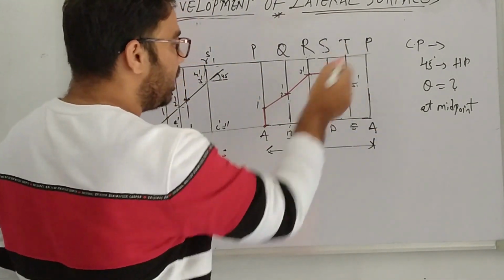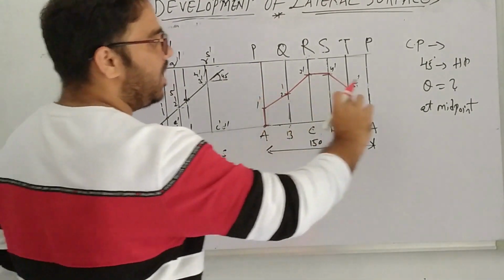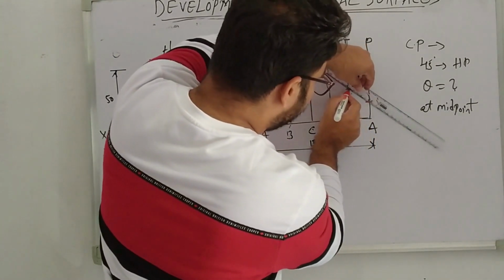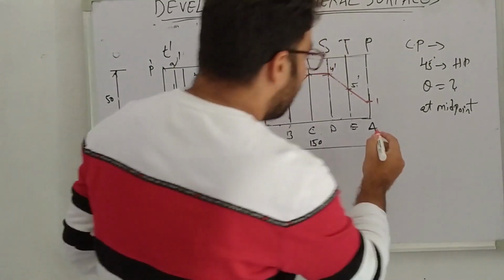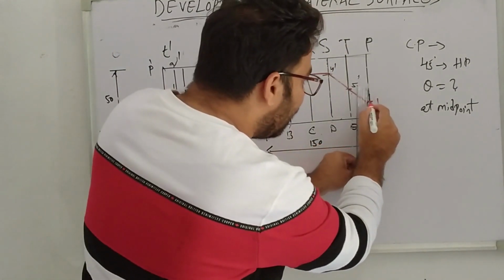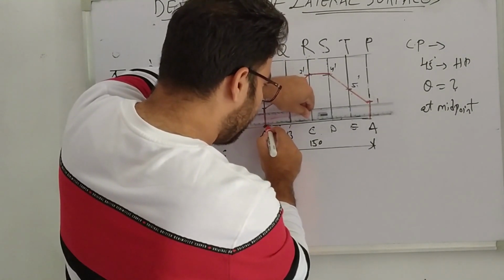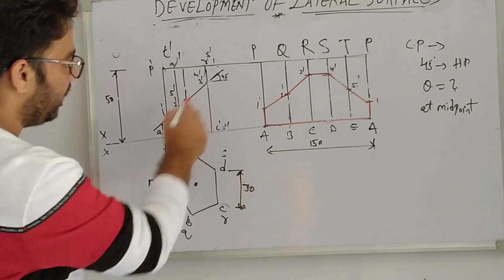Again AP is located here. Whatever the distance is there on the AP longer edge, measure the distance and shift here. So this is my 1. Now join this line. Join this line. And you have to highlight this portion, and you have to highlight this portion. Why do we need to highlight this portion? Because this is the retained section.